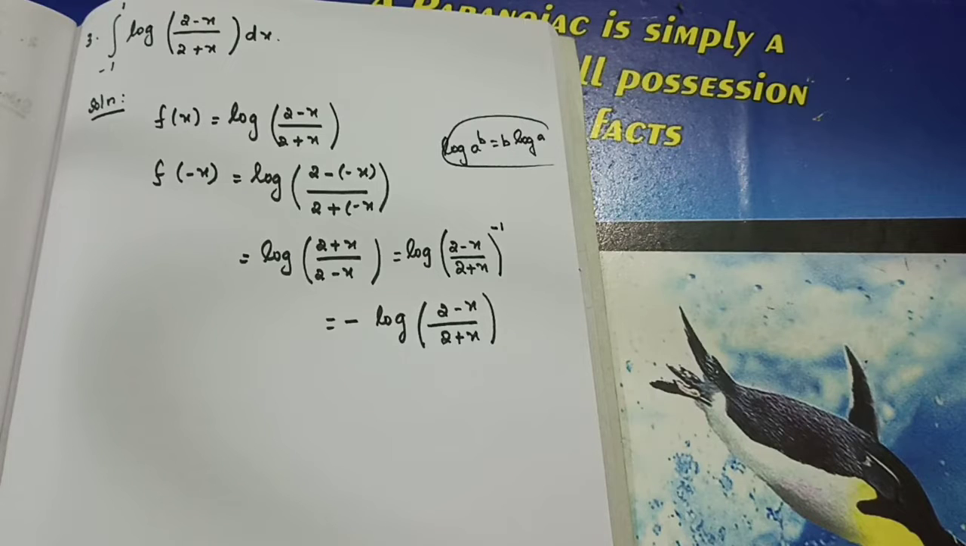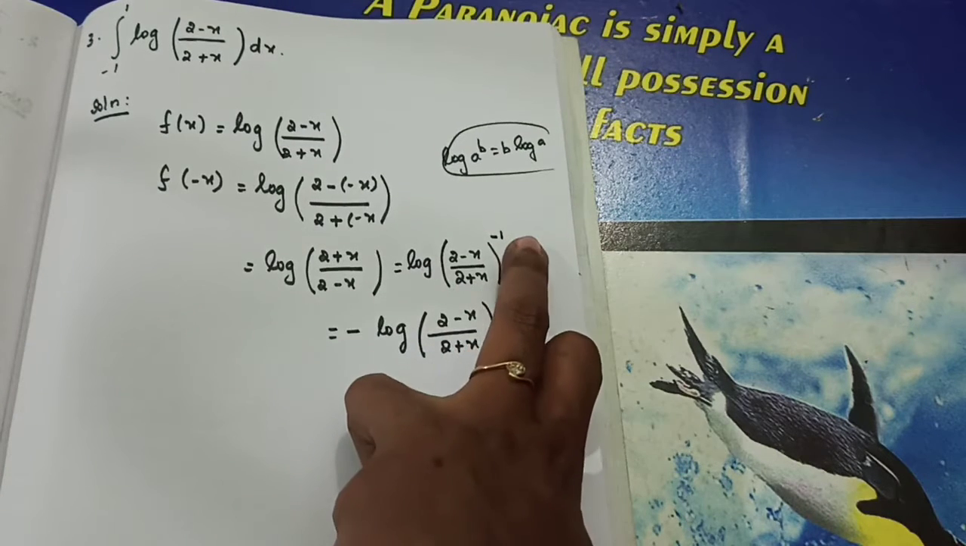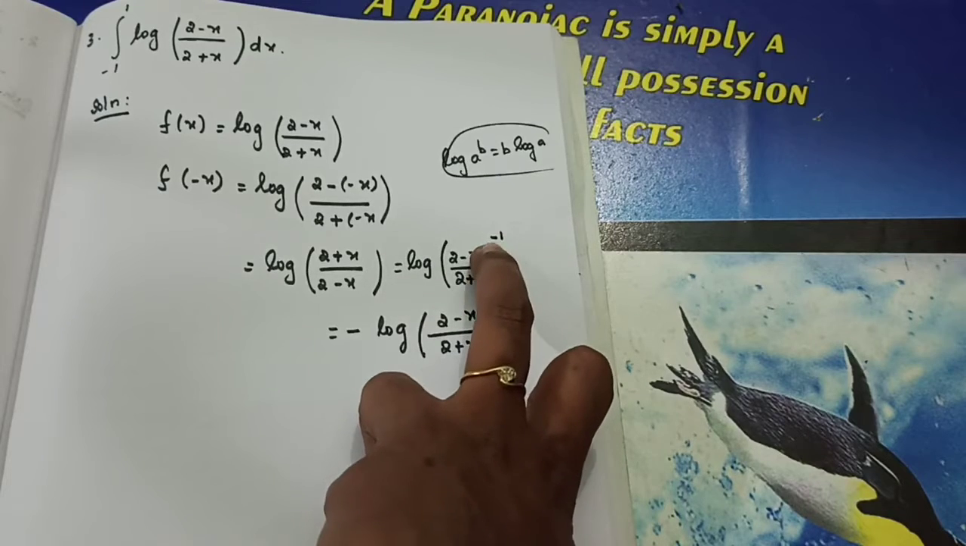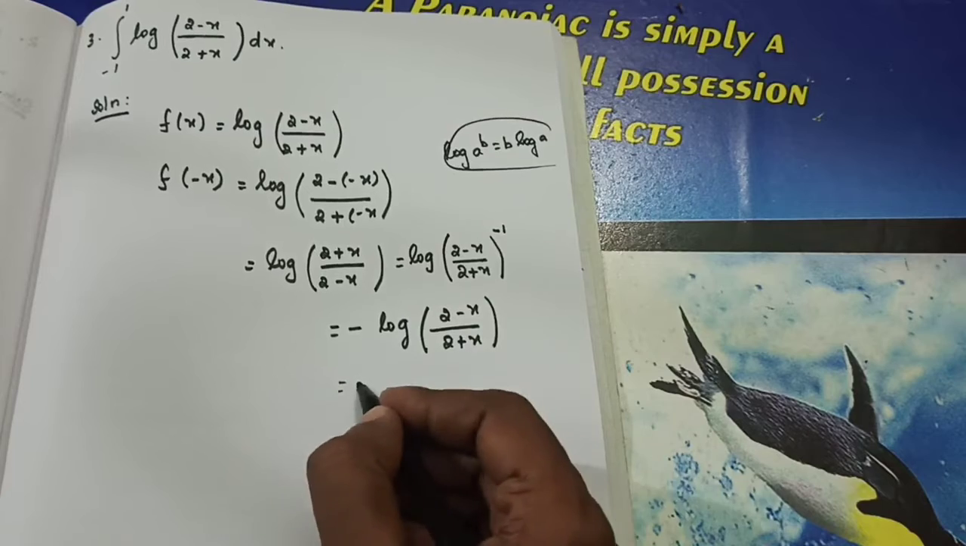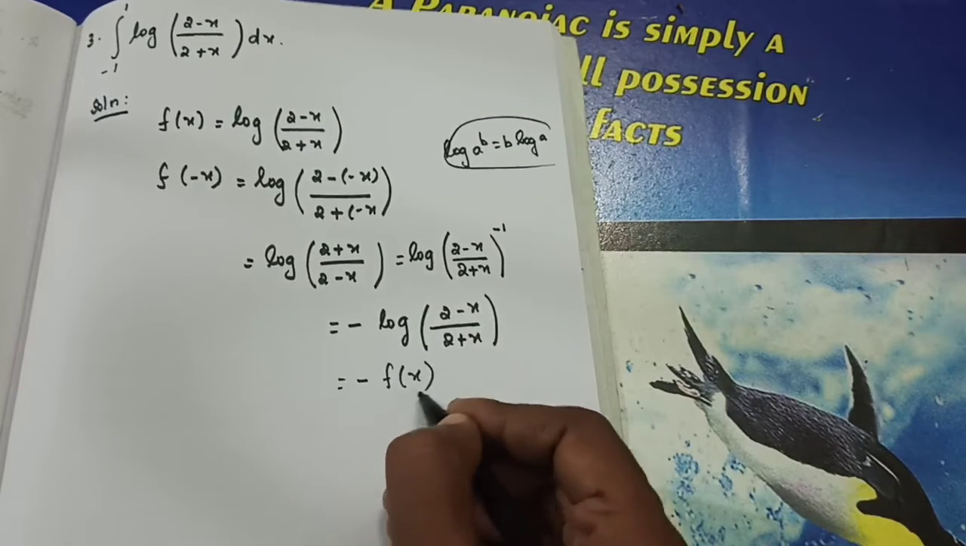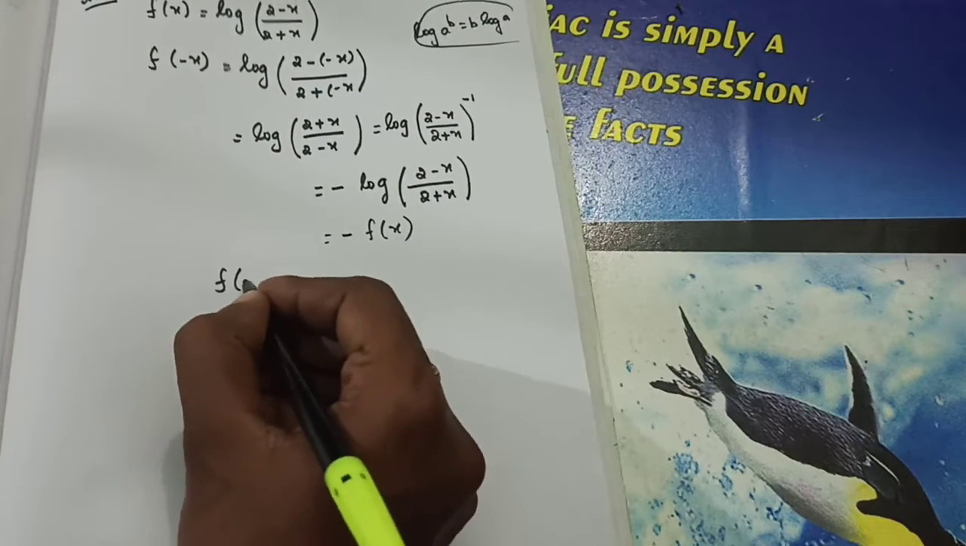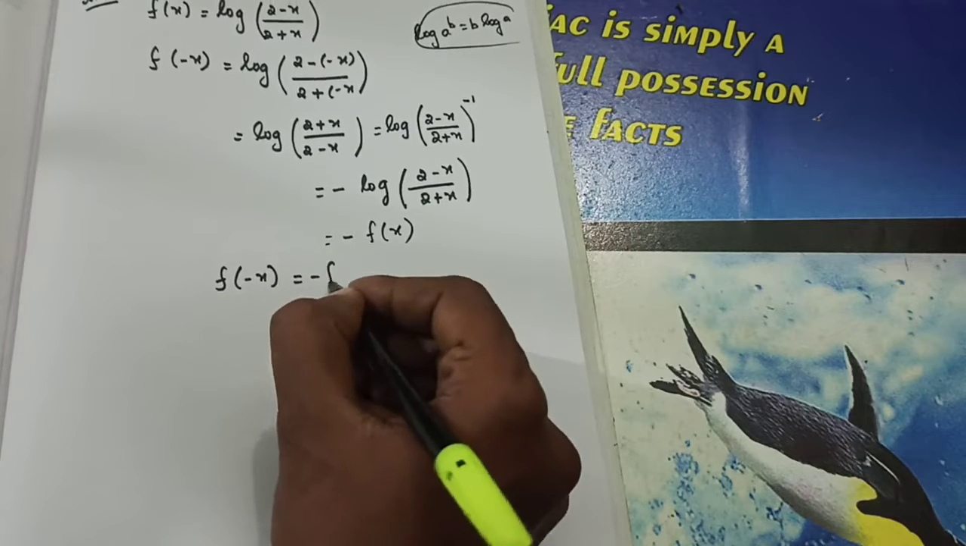First I am taking it as f of x. Next find out f of minus x. Then change the numerator and denominator by raising the power minus 1. So it is in the form of a power b, so b log a. The b value here is minus 1. So minus of log of (2 minus x) divided by (2 plus x). So the value is the same as minus of f of x. Now what's the value you got? That is, f of minus x is the same as minus of f of x.